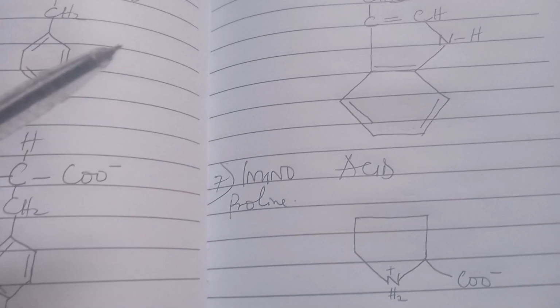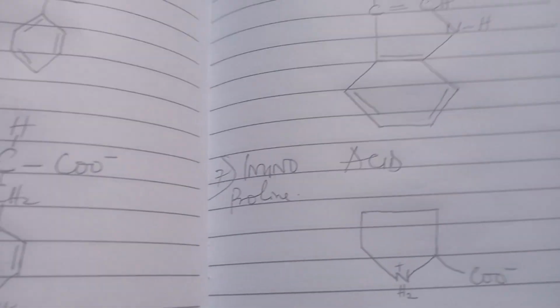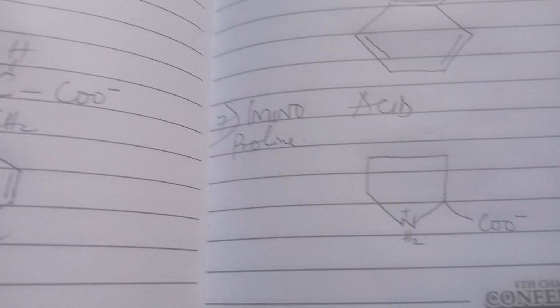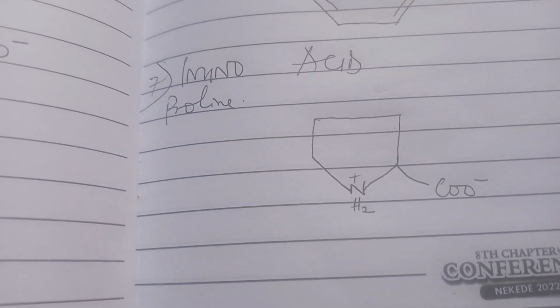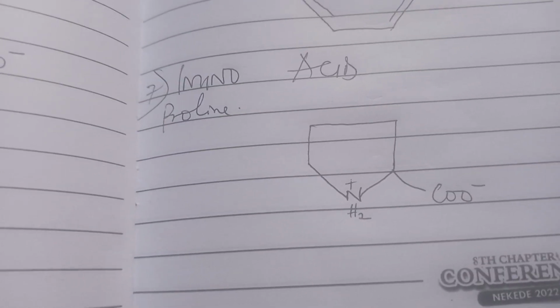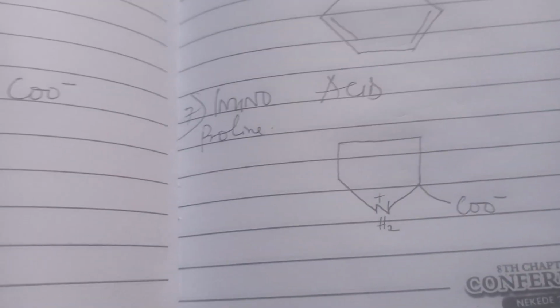Now we have an amino acid that is only for what? For proline. Are you there? It's only for proline, and this is the structure here. NH2 and COO, and then we form different structures there. You understand? So this is it about amino acids.